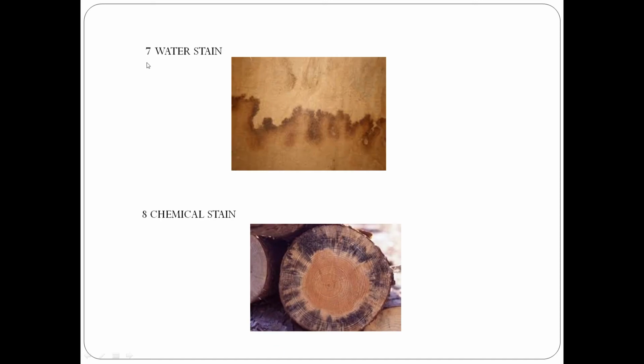Now, water stain. When the wood is in contact with water for some time, the water will damage the color of the wood and form a stain on its surface. This defect is called water stain. Now, chemical stain. Chemical stain is formed on the wood by the action of external chemical agents, like reaction by the gases present in the atmosphere, etc. The stained area gets discolored in this defect.